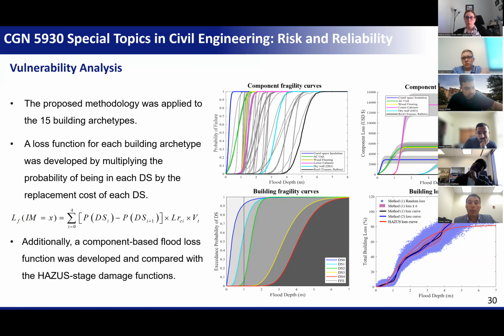HAZUS assumes that the building cannot get 100% damage because there will always be some components to salvage. But in our method, we assume there is a specific threshold of water, and if the component reaches it, we consider it a total loss. So we made the building able to reach 100% losses.